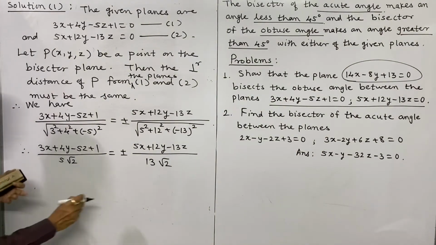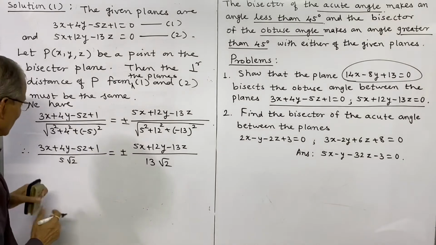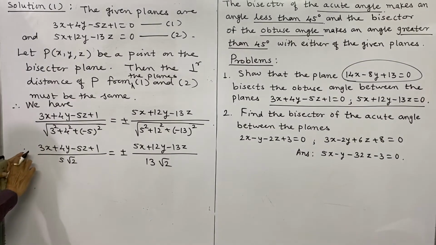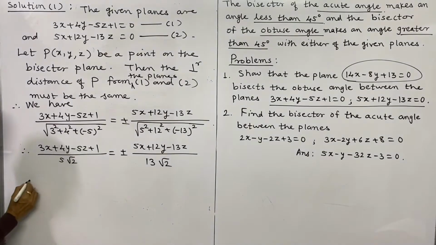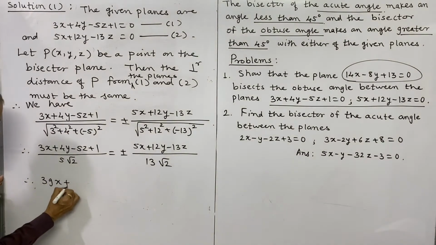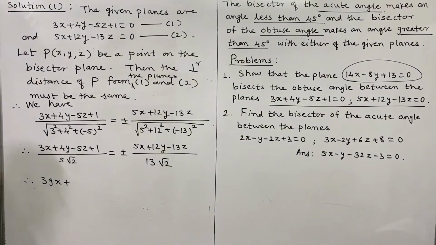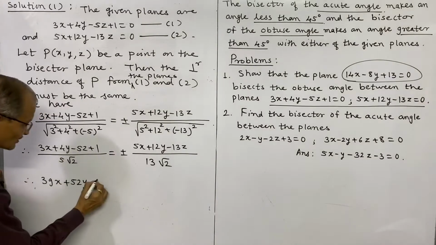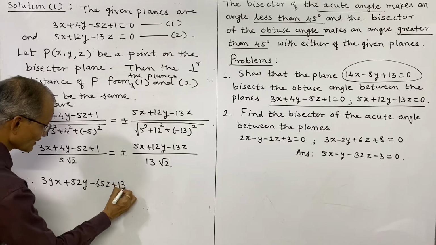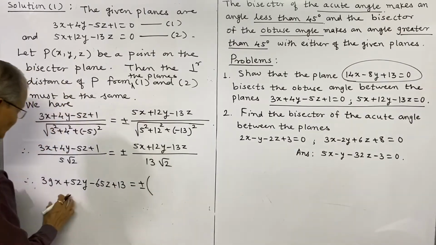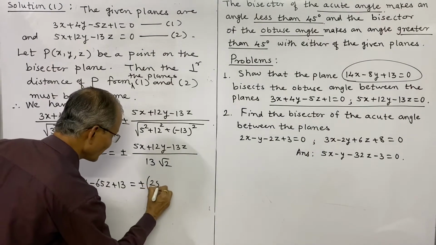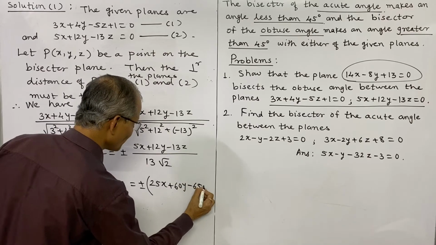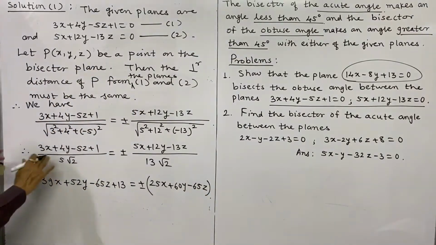And now we can cancel out this term, 1 by root 2, from both sides. And then further we should cross multiply. After cancelling this root 2, we have to multiply the left side by 13, and that becomes 13 into 3, so that is 39x, plus 13 into 4, and that is 52y, minus 13 into 5, that is 65z, plus 13 is equal to plus or minus, this multiplied by 5, so it is 25x plus 60y and minus 65z. So this much we have obtained after cross multiplying.